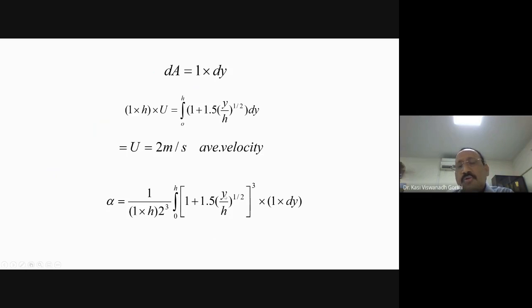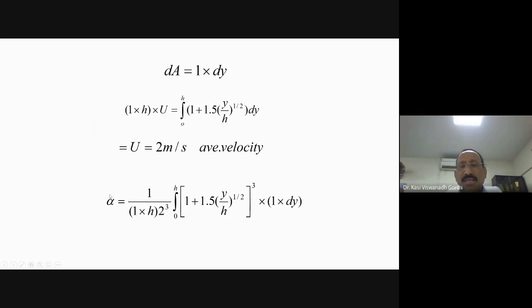Integral of small u whole cube into dA. What is this small u? Small u is the velocity distribution which is given by this 1 plus 1.5 into y by h whole to the power half, whole cube, into dA, the elementary area or area of the differential strip that you have considered, unit width 1 and the depth of flow y. So 1 into dy is the area. If you solve this and substitute the limits, you will get the value of alpha.